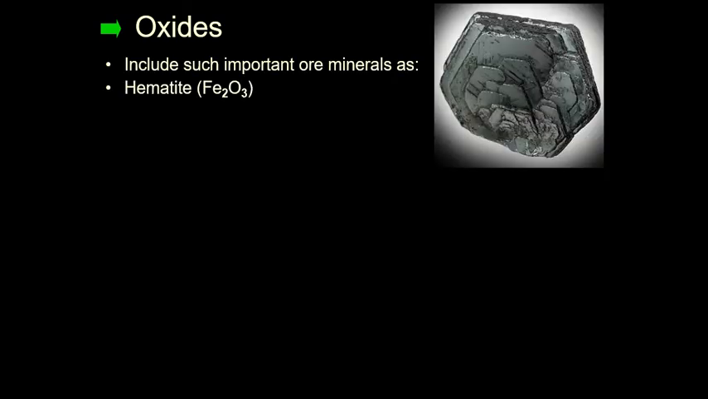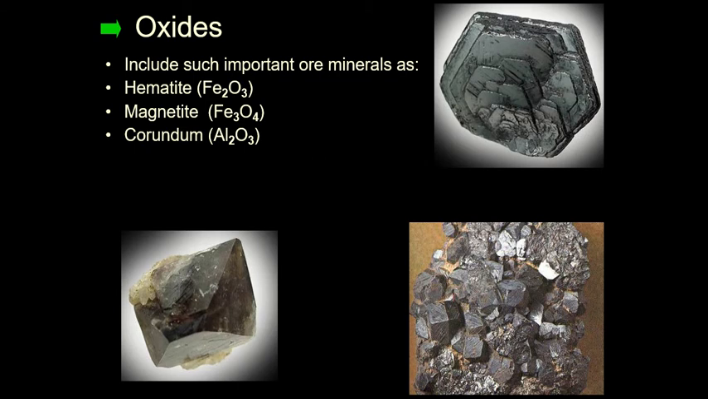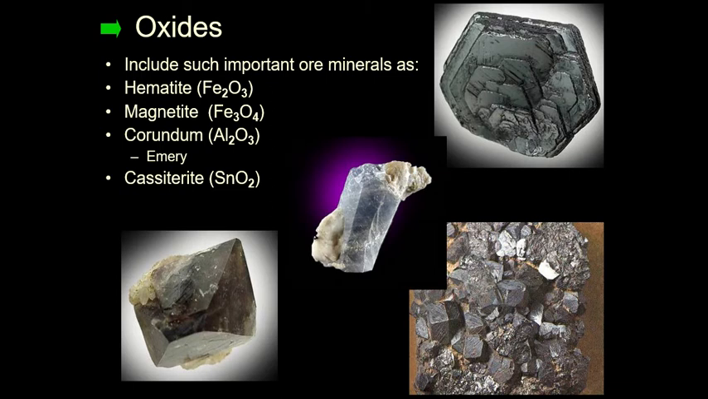Oxides. Oxides are very important. They include the important ore minerals such as hematite and magnetite. So very important sources of iron. Corundum, aluminium oxide, also known as emery, which of course is a very hard material. Cassiterite is the main source of tin. And so for the very rare and important tin element, which is essential for true bronzes, you need to find cassiterite, which is quite rare.